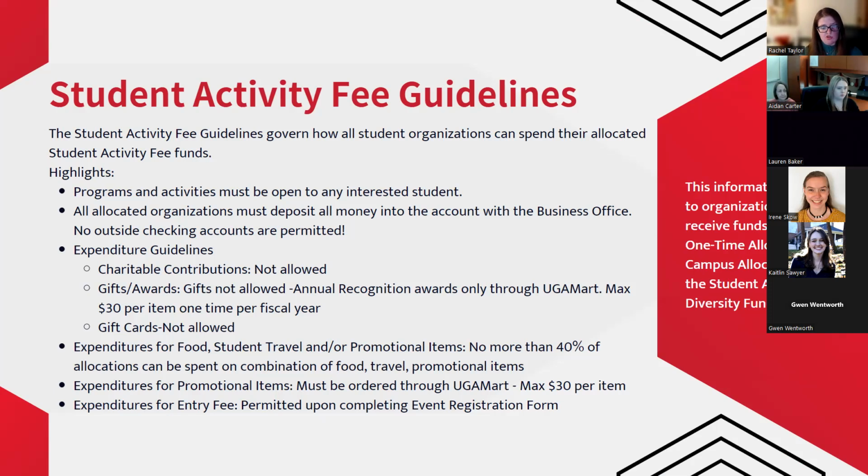For expenditures for food, student travel, and/or promo items, no more than 40% of the allocated funds can be spent on the combination of those three things: food, travel, and promo items. Expenditures for promo items in particular, those similar to annual recognition awards, must be ordered through UGA Mart, and the maximum is $30 per item there.